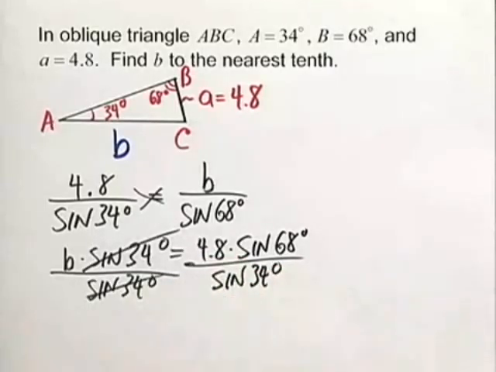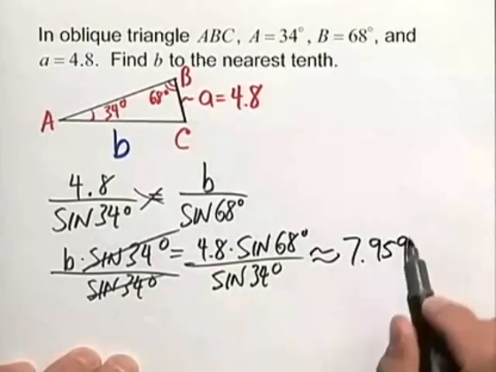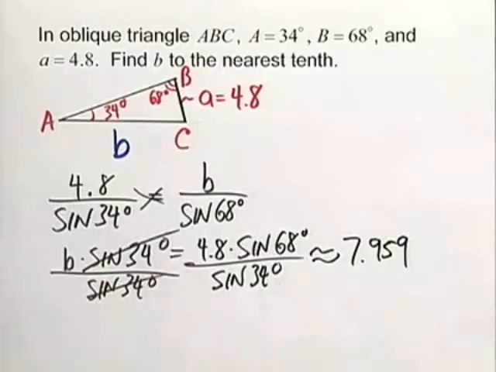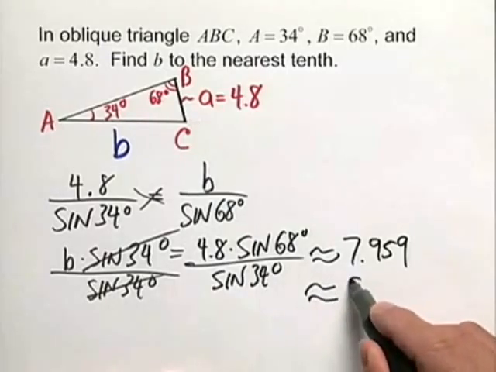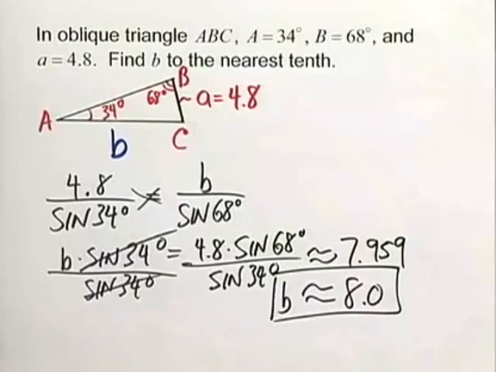That's the exact answer for b, which is approximately 7.959 units. And remember, this is the length of that side of the triangle there. Now, we need to round this to the nearest tenth, and so this rounds up to approximately 8.0. So that is our b value, approximately 8.0.